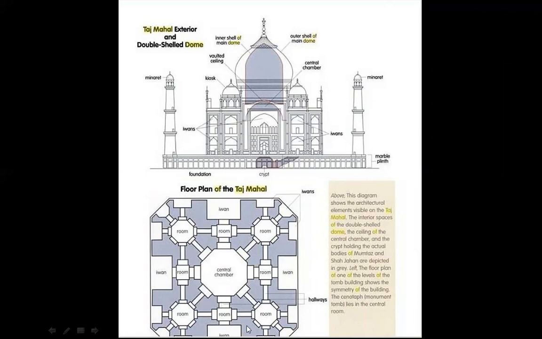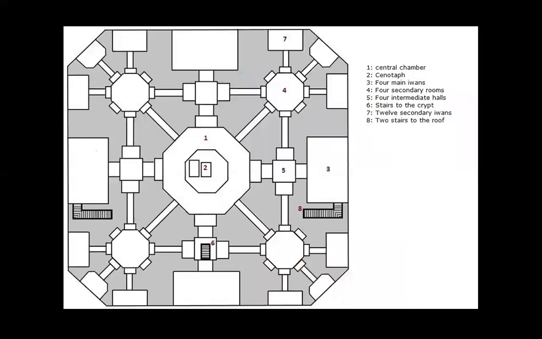Five octagons. This is the plan of the Taj Mahal. So I guess it had a double shelled dome, just like the dome in Santa Maria del Fiore in Florence by Brunelleschi. This is the plan.